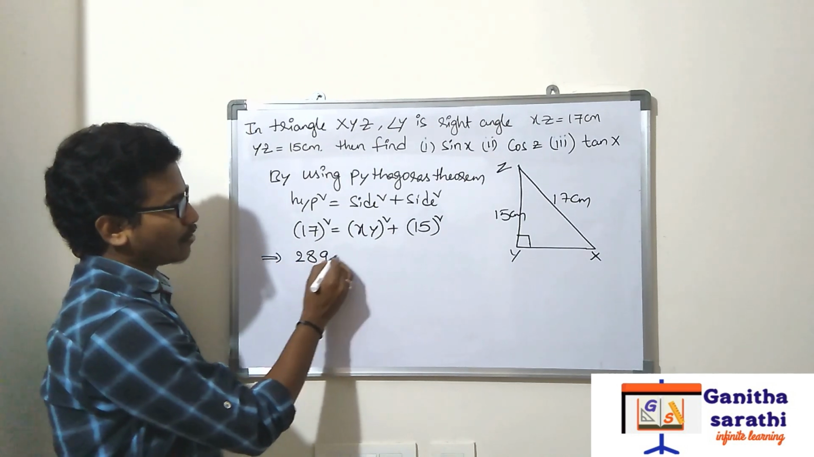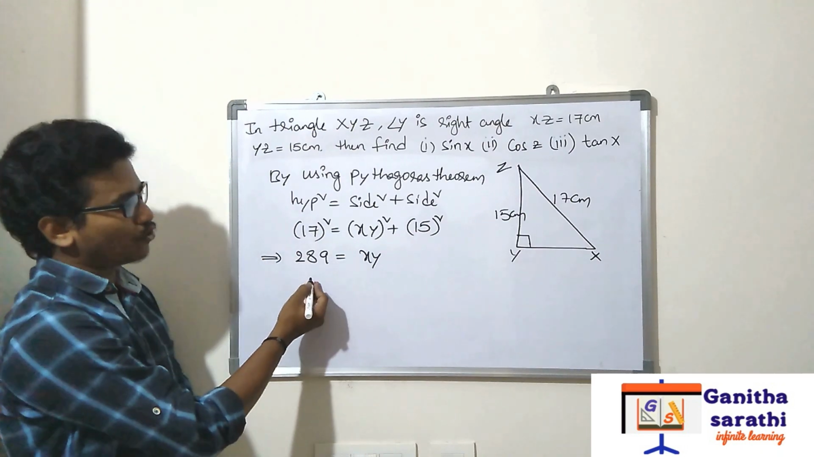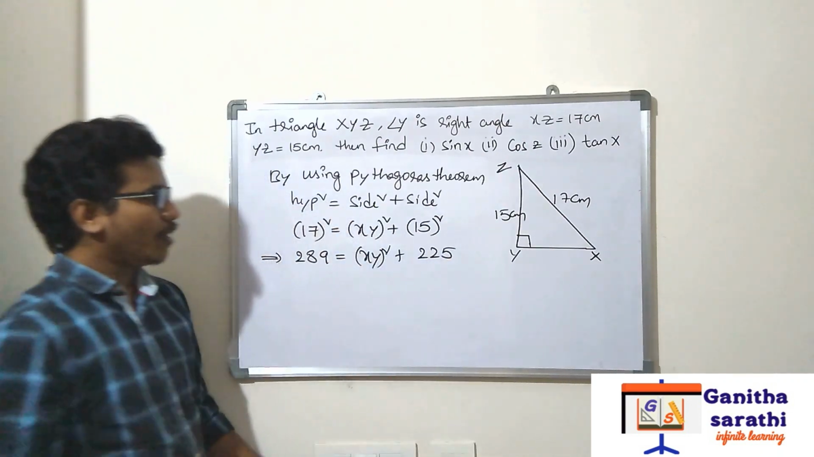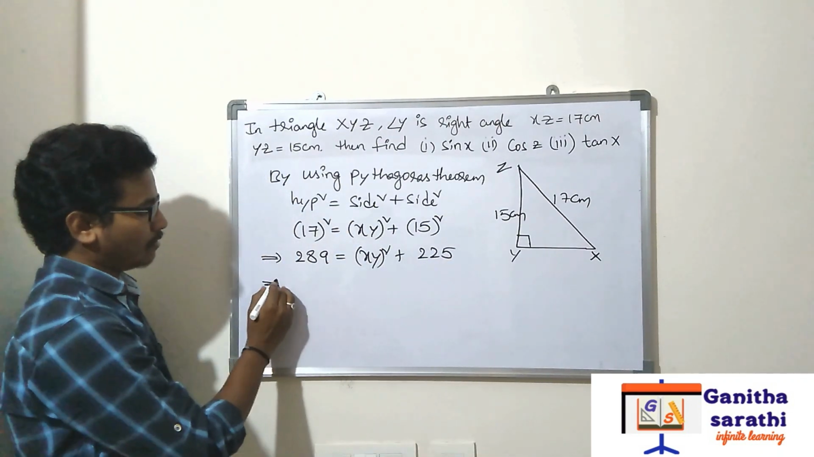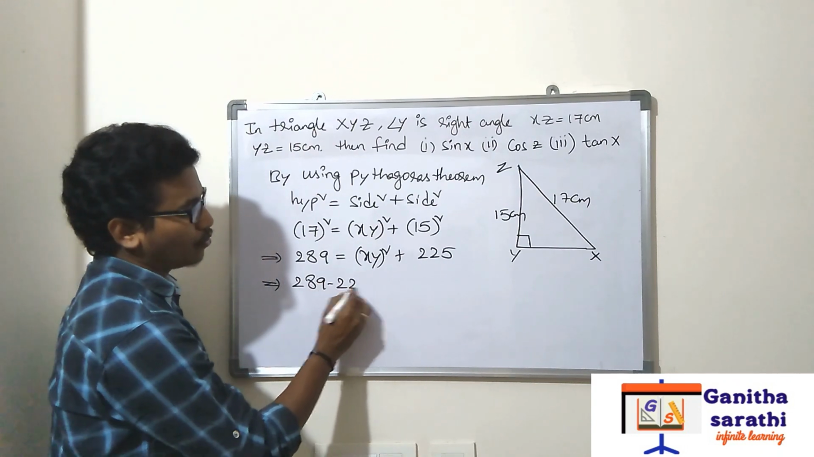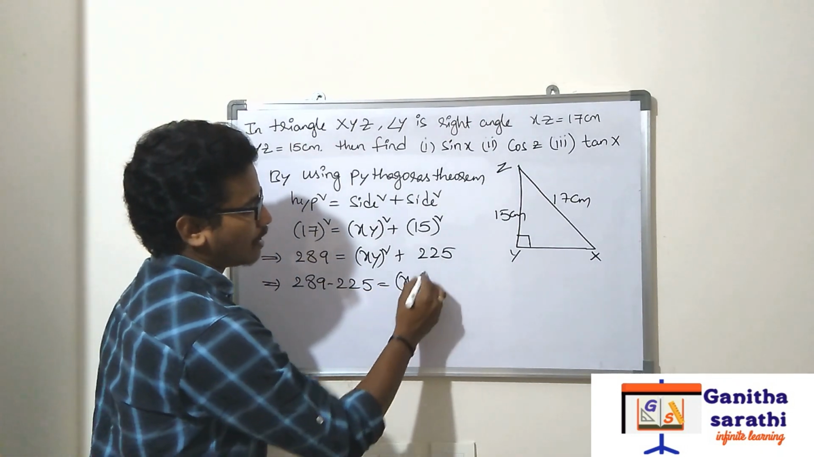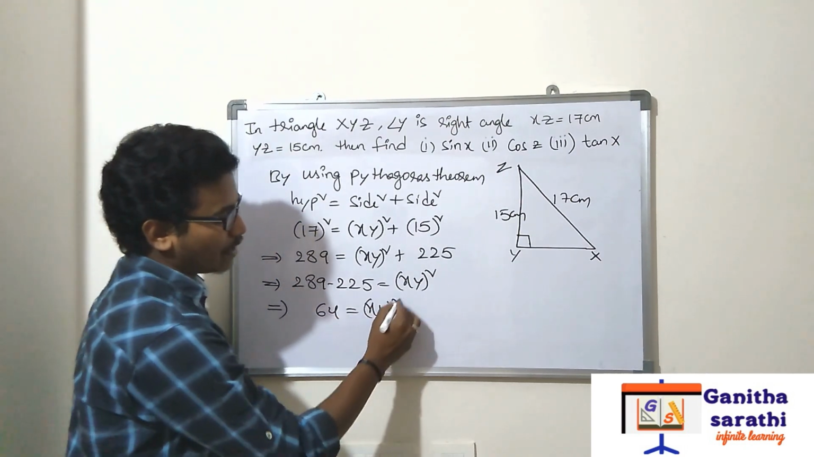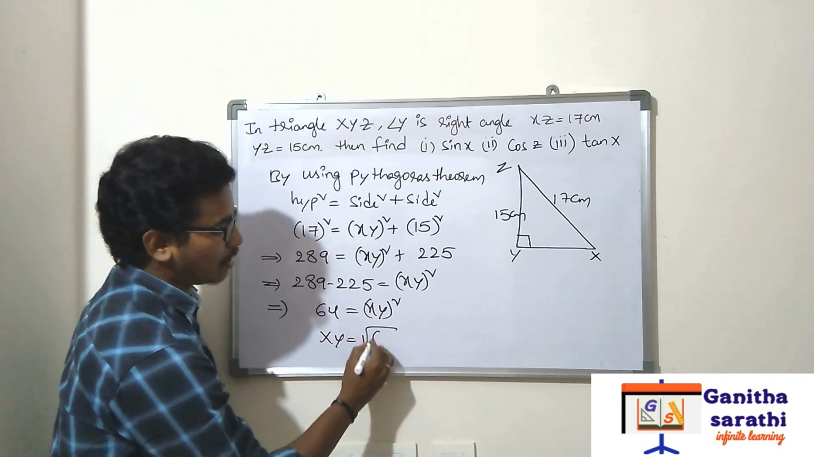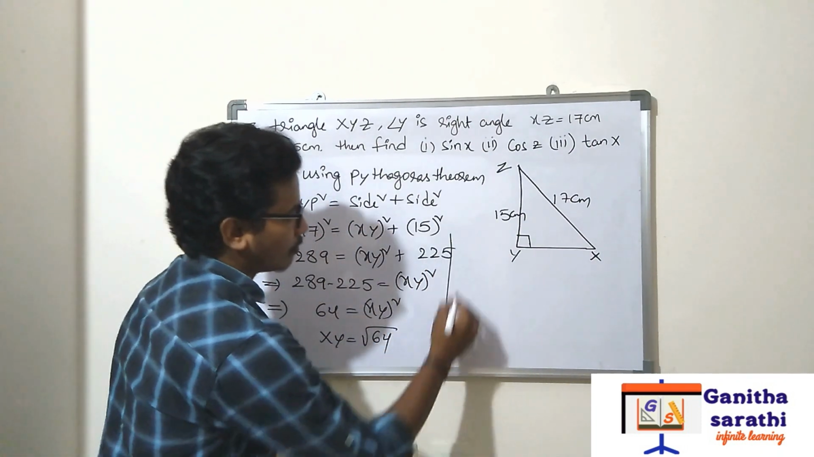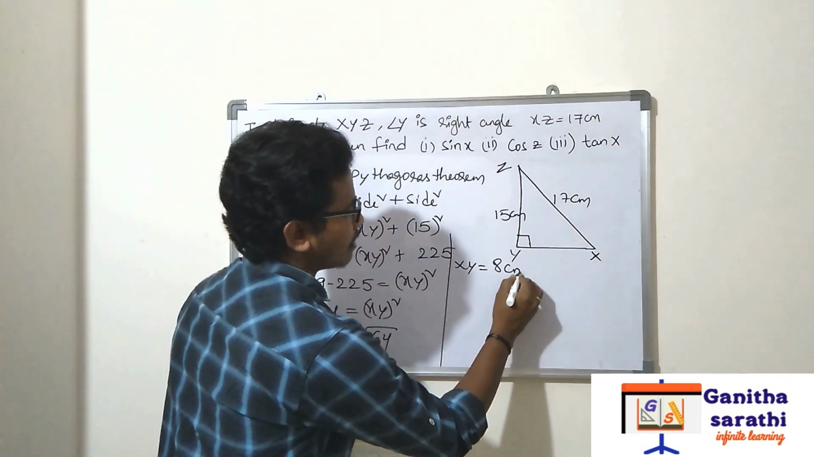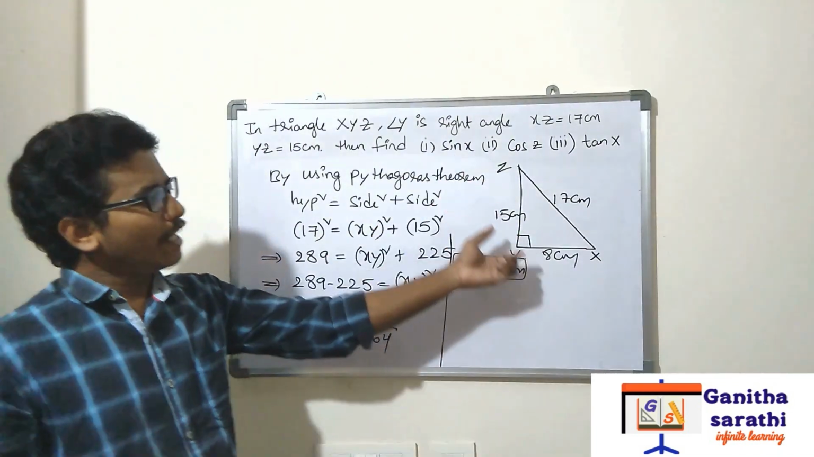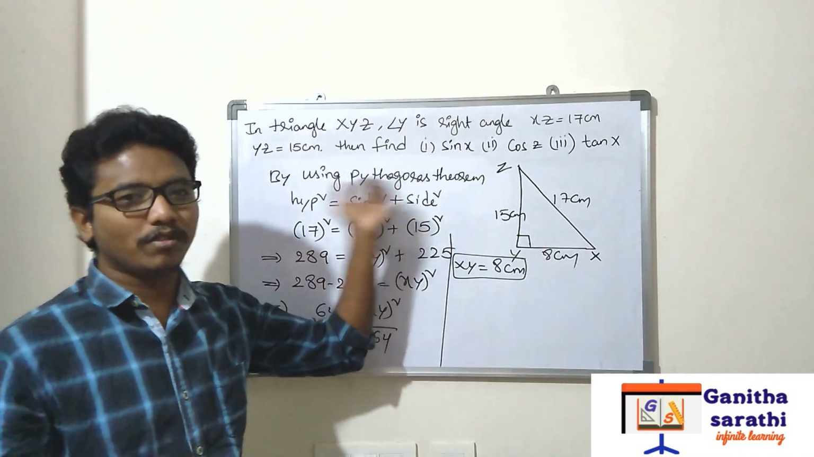17 square is how much? We have to be perfect in square roots, okay? So 17 square is 289, XY square plus 15 square is how much? 225. Make this plus 225 this side. It will become minus. 289 minus 225 is equal to XY square. 289 minus 225, 64 is equal to XY square. Then XY is equal to what? Square root of 64. Then XY is equal to 8 centimeters. So what is the value of XY we got? 8 centimeters. If any of the measurements is missing, you can find it by using Pythagoras theorem.